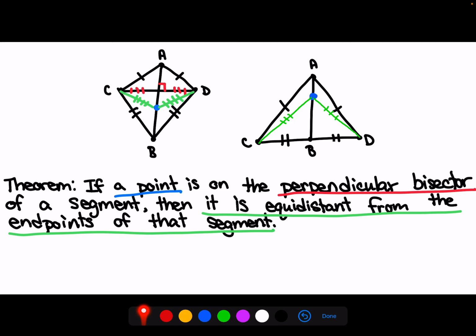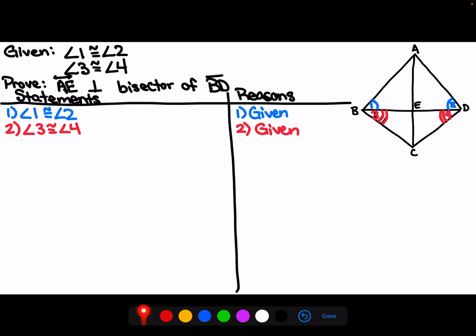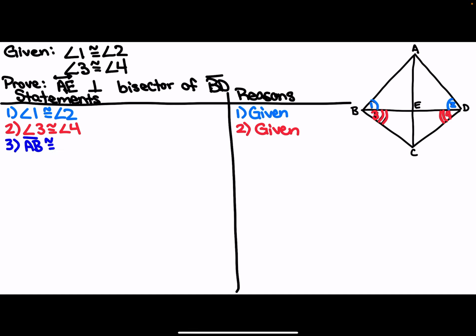So here is our next proof. Given angle 1 is congruent to angle 2, angle 3 is congruent to angle 4, we would like to prove that AE is the perpendicular bisector of BD. So to get started, we write out our givens. Angle 1 is congruent to angle 2, angle 3 is congruent to angle 4. Now, with this, we have two triangles, one up top, one down below. And with these two angles, these are base angles. So that means that this is an isosceles triangle. Triangle ABD is isosceles. So therefore, I should be able to say that AB is congruent to AD because if base angles are congruent, then legs are congruent.